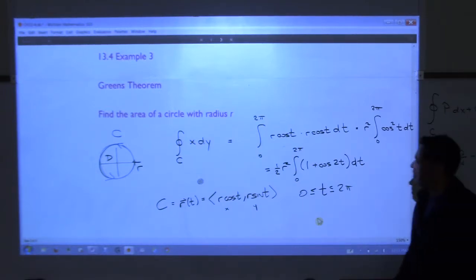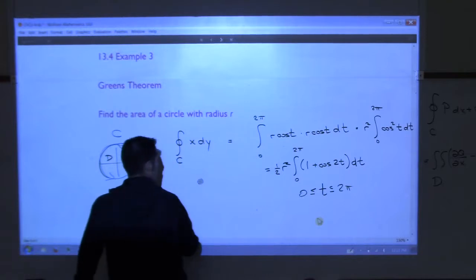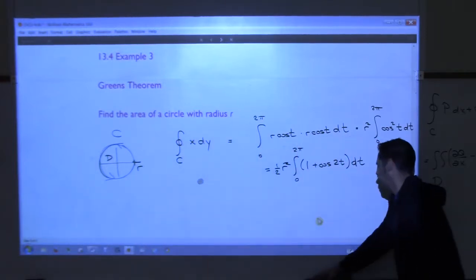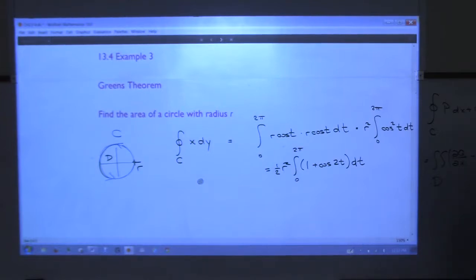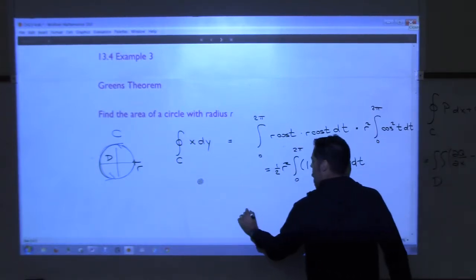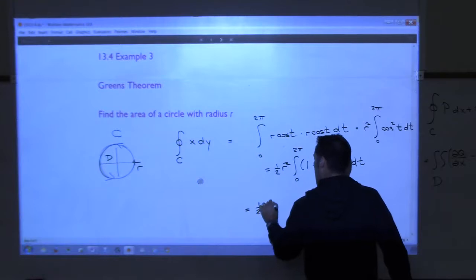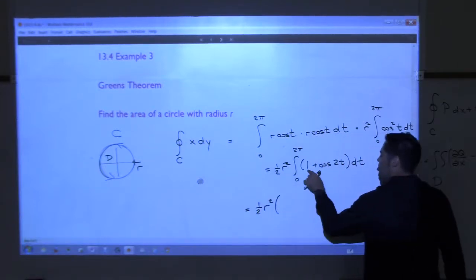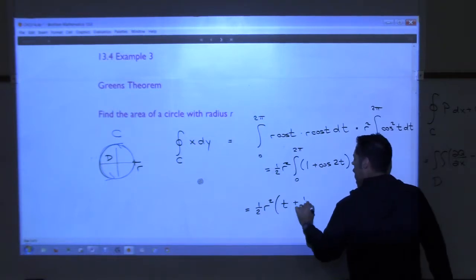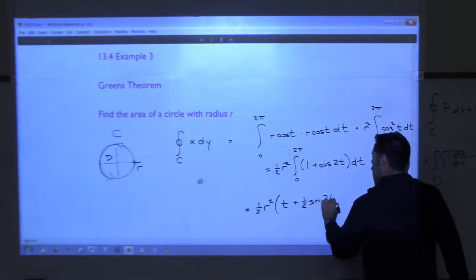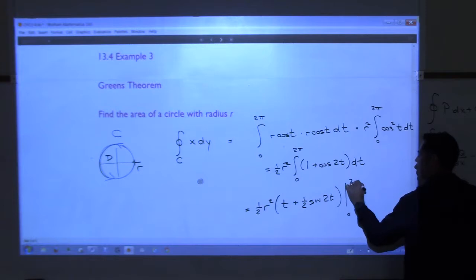Almost done. Let's go ahead and integrate. So 1/2 r squared, antiderivative of 1 is t, antiderivative of cosine 2t is 1/2 sine 2t, evaluating 0 to pi.